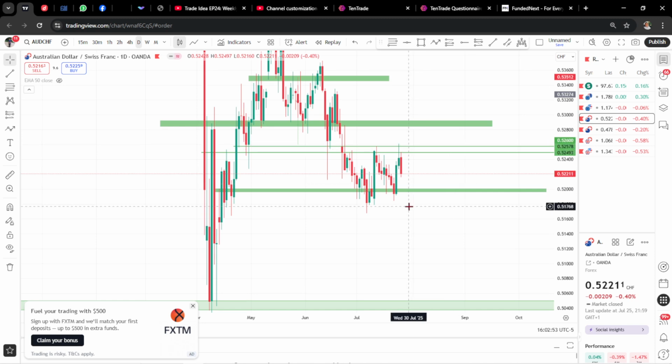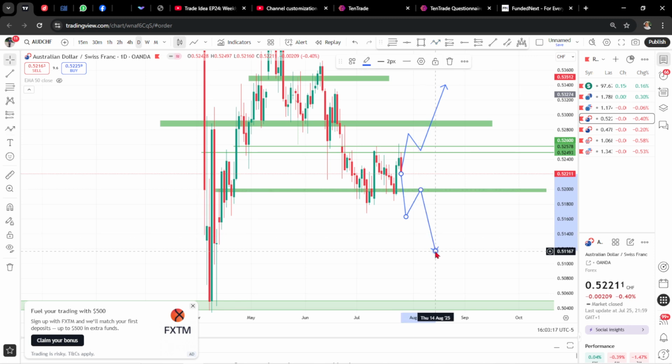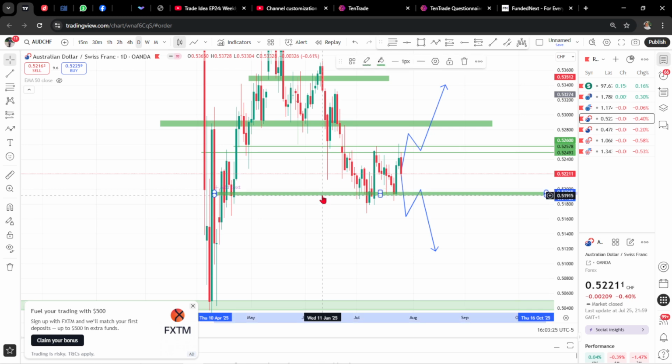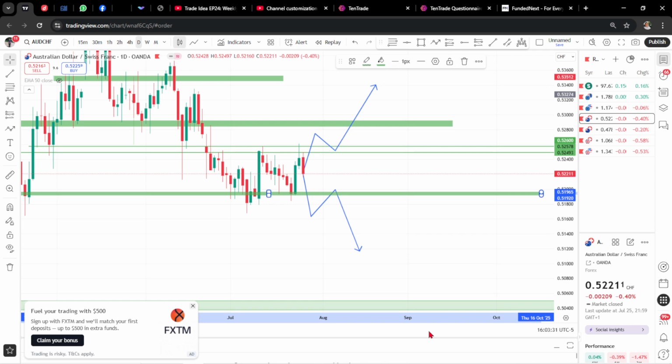So to be on the safer side, I'll wait for the market to do something like this. If it really wants to continue to the upside from here, it would break above, come back to this level and push up. But if it wants to continue to the downside, I want to see something like this: break below this level, then come back to this level, then we can have a trade. So let me adjust this level very well, just a little bit, like, yep. So this is what I'm looking out for on AUD CHF.